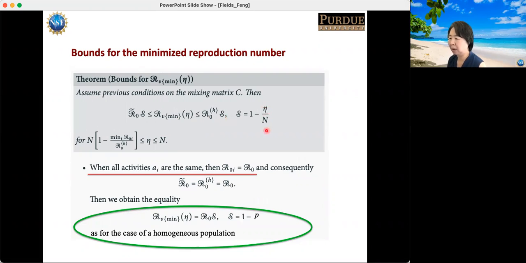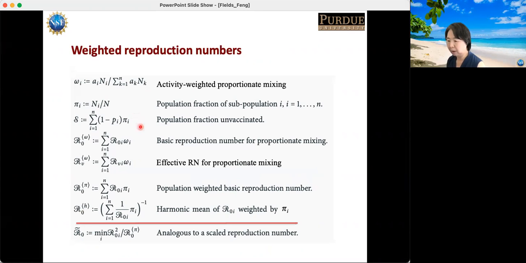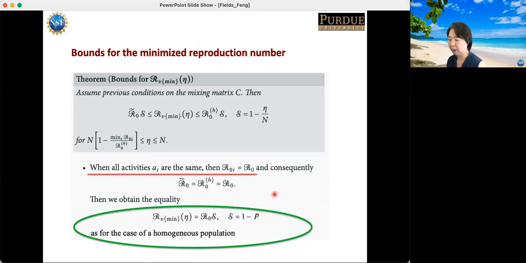Because eta A is the proportion vaccinated. And so this is the upper bound, and the lower bound is R tilde, and R tilde is this quantity here. Okay, so it's not a trivial relation between the metapopulation reproduction number and the subgroup reproduction numbers. But you can see that you ignore the heterogeneity.